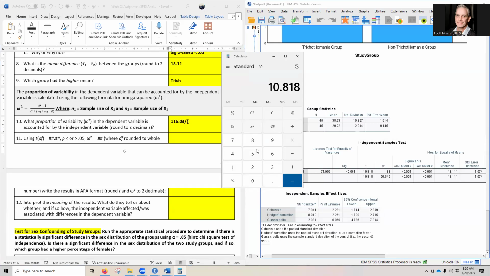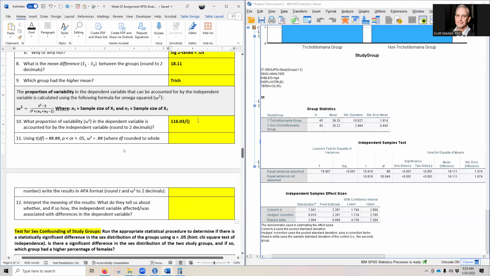10.818 squared is 117.03 again. And then we have to add the sample size for group 1, sample size for group 2, and then subtract 2. So there was 45 and 45, so it's plus 45 plus 45 minus 2. It's 205.03. So 205.03. Hope we got that right.